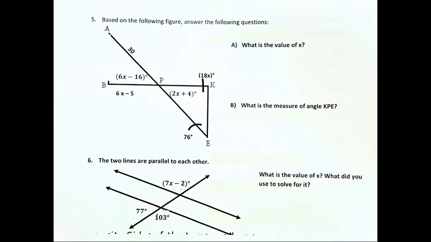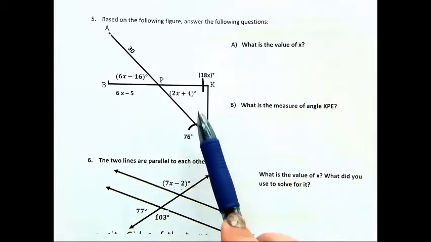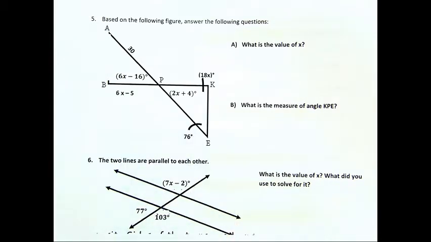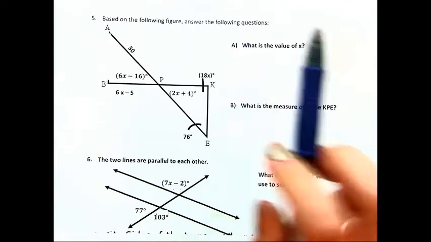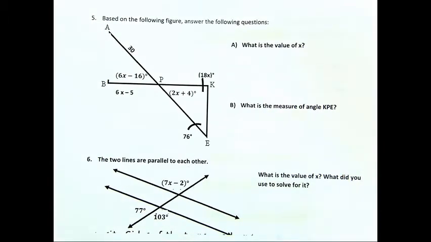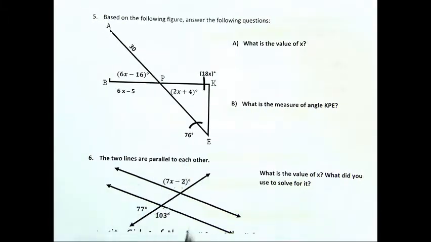So number 5 on the back side, based on the following figure, answer the following questions. We have this image here, we have a lot going on. They're asking us to find the value of x. So I need to find some kind of relationship between all the information I have here to find something that will help me figure out what x equals.